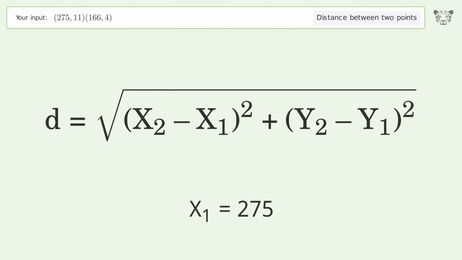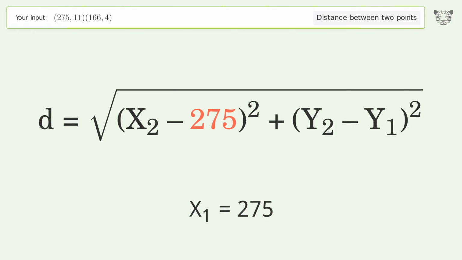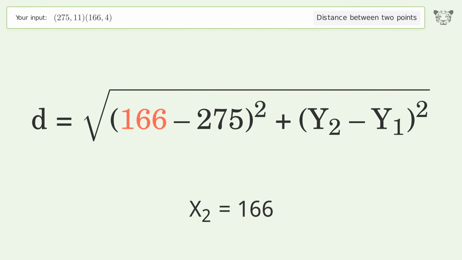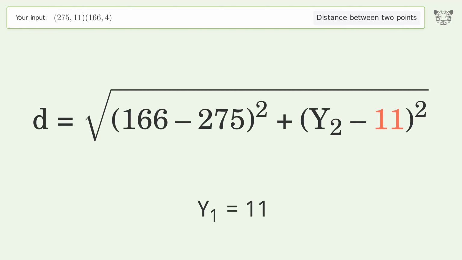x1 equals 275. x2 equals 166. y1 equals 11. y2 equals 4.